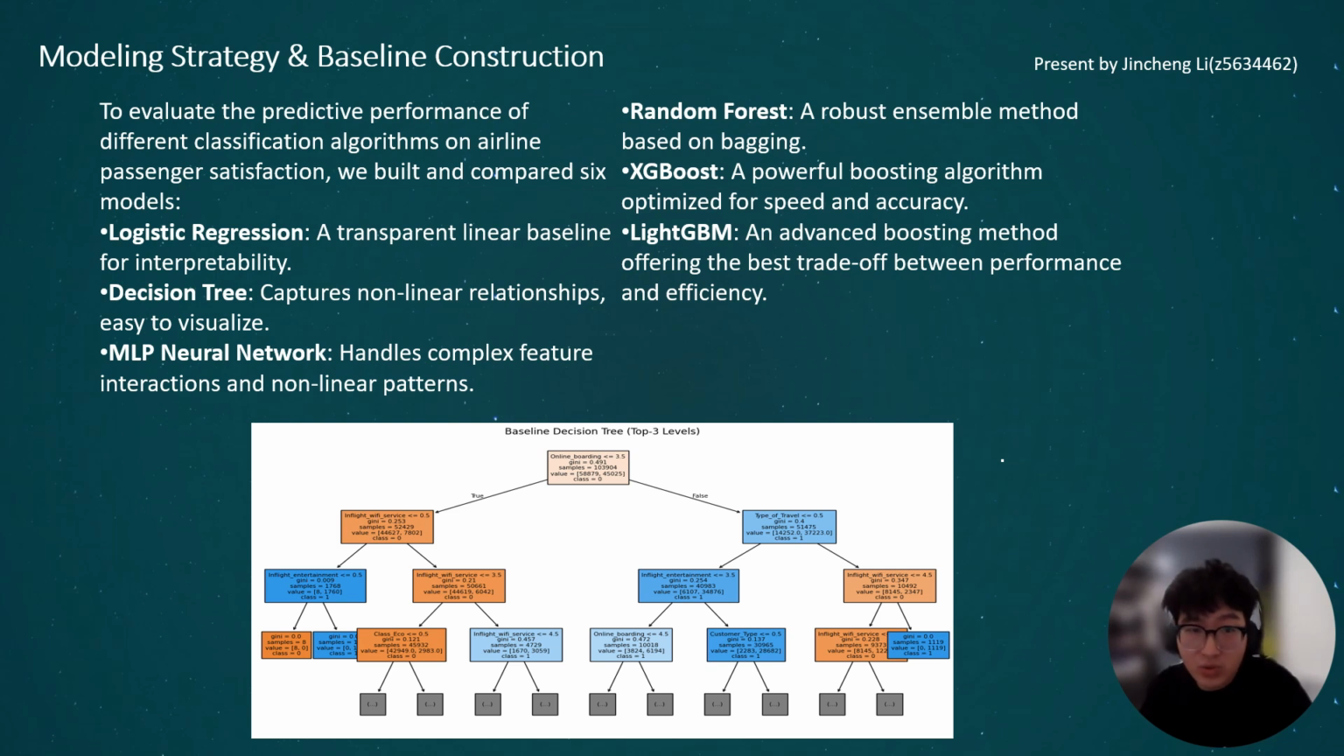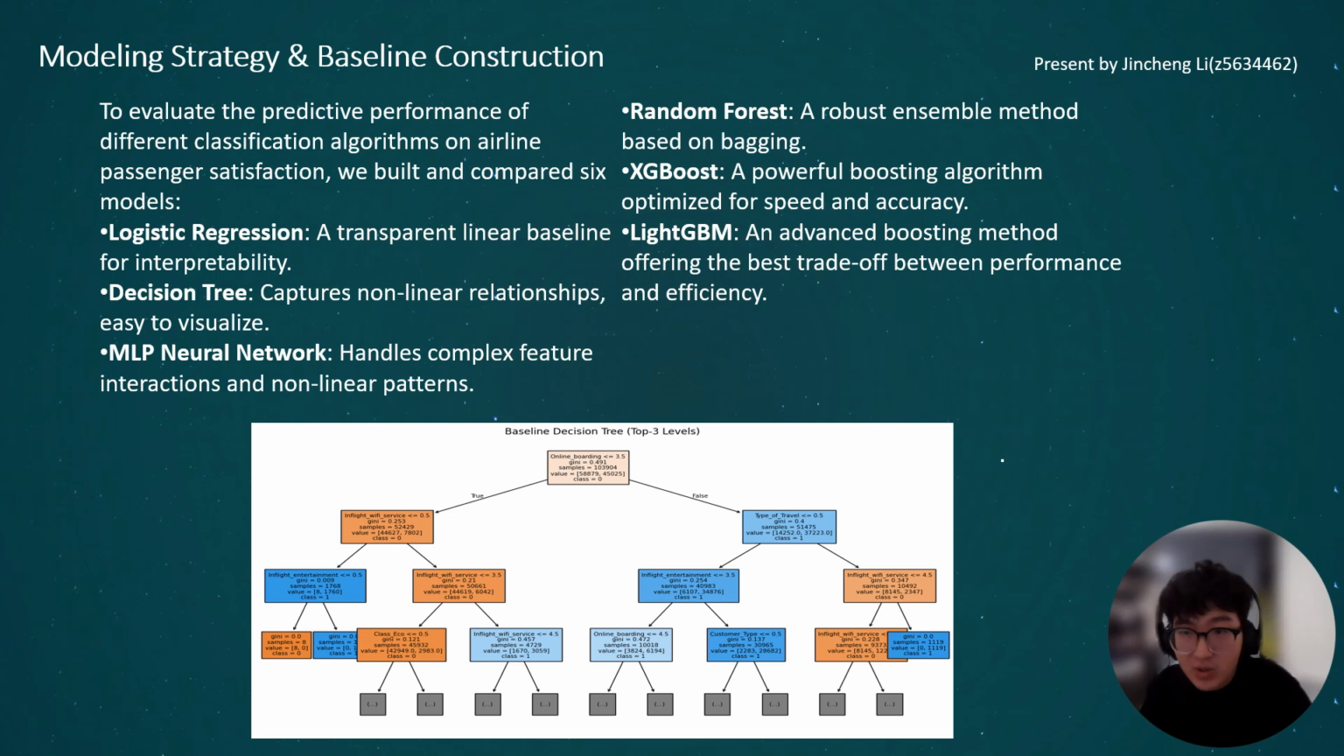The second one is decision tree. It can capture nonlinear relationships and is easy to visualize. The third model is MLP neural network. It can handle complex features, interactions, and nonlinear patterns. Then is the random forest. It's a robust ensemble method based on bagging. Then is XGBoost. It's a powerful boosting algorithm optimized for speed and accuracy. Then the last model is LightGBM. It's an advanced boosting method offering the best trade-off between performance and efficiency.